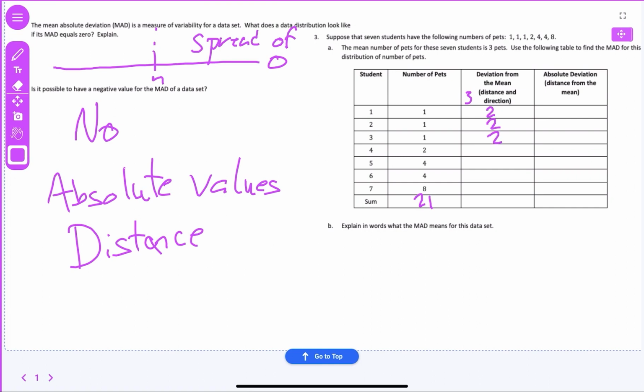3 minus 2 is, 3 minus 4 is negative 1. 3 minus 4 is negative 1. 3 minus 5 is, 3 minus 8 is what? Negative 5. Now the absolute values are just simply the positive values of those.